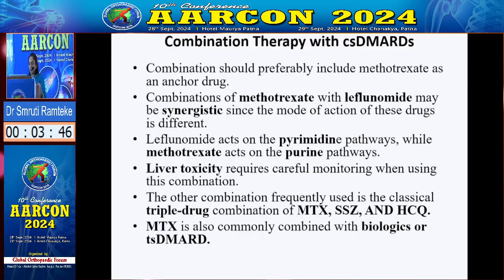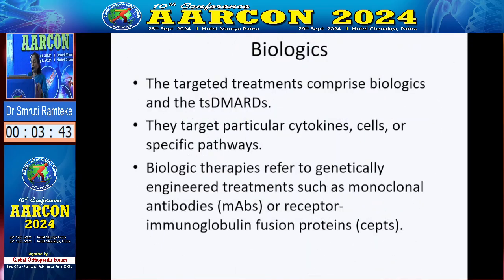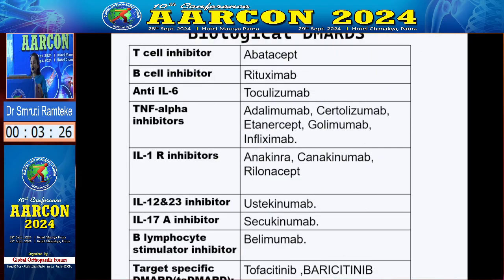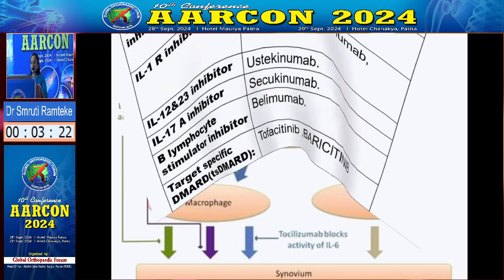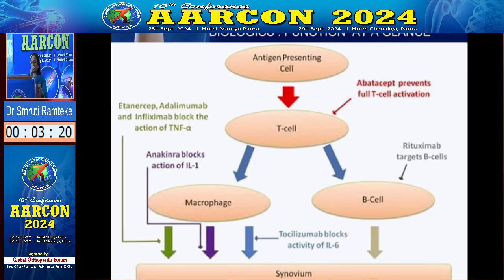which stays. And now about biologics in short, the targeted treatment comprise biologics and the targeted DMARDs. Biologic therapies are genetically engineered treatment like monoclonal antibodies or receptor fusion proteins. These are the different biologic DMARDs. Now here you can see that this is the antigen presenting cell which stimulates the T cell. Abatacept is a molecule which acts on the T cell.